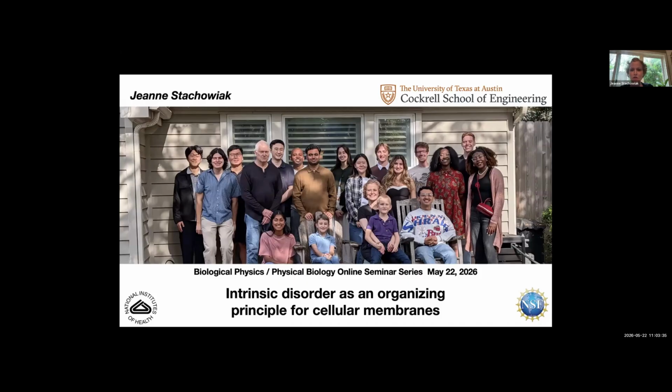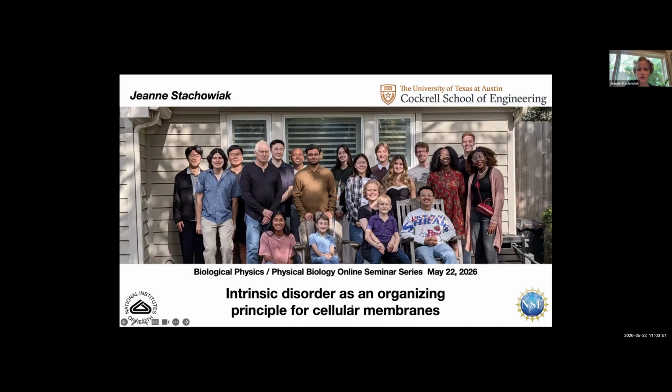And I want to just acknowledge my students. You can see my students and postdocs there in the photo, along with my kids, the little ones. But I just acknowledge the lab that everything I will show you, of course, comes from them, and it's really an honor to work with great students.